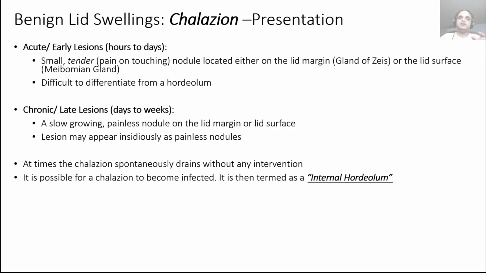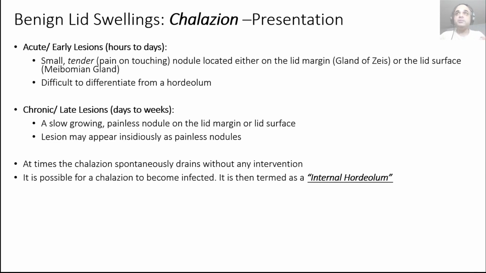Remember, this is because of retained secretion. So once they start swelling up, the pressure within the gland, or glands, depending upon gland of Zeiss or meibomian or both together, builds up. The pressure within these glands builds up so much that they sort of spontaneously drain.